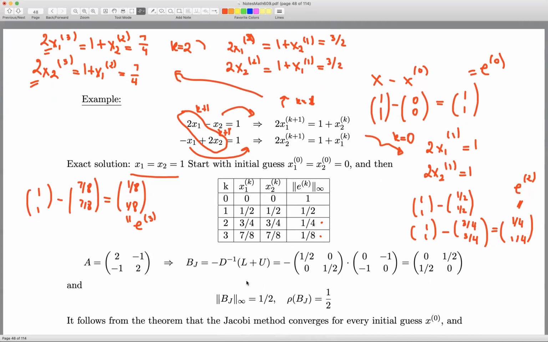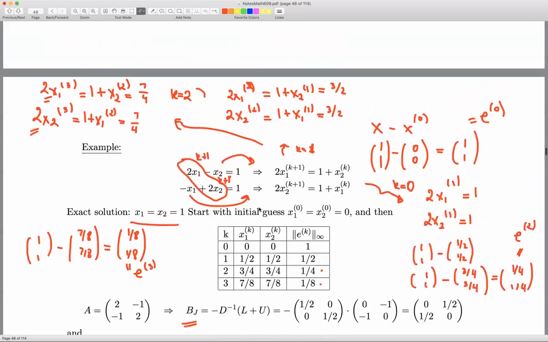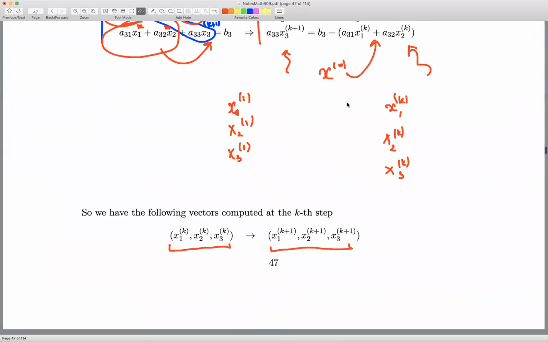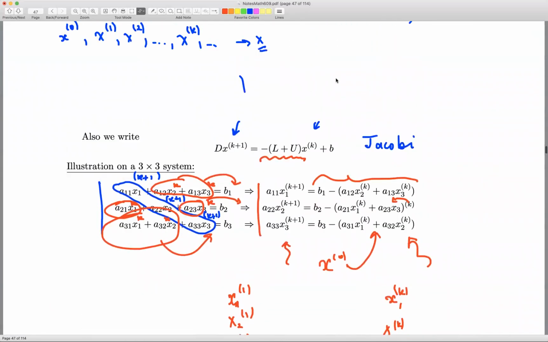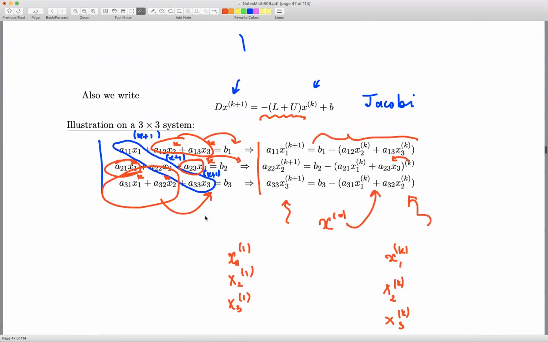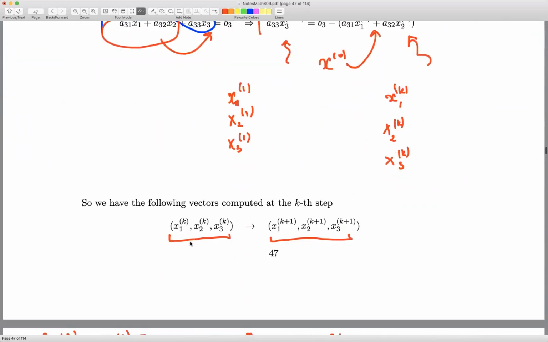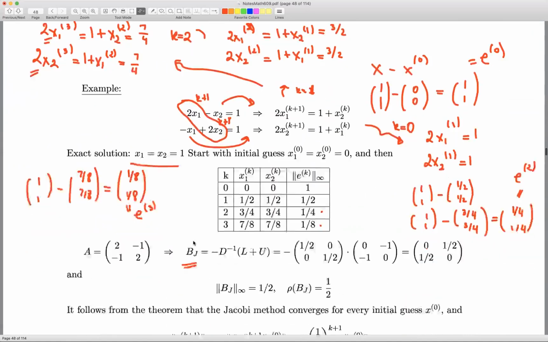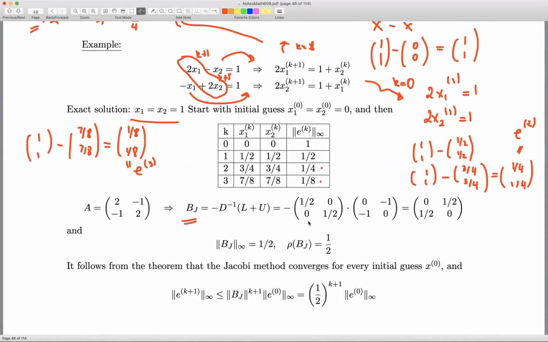So if we look at the construction of the Jacobi iteration matrix that corresponds to the matrix A, we look at the formula for Bj. Remember that the formula for Bj was minus D inverse times L plus U. So let's go back here and write down what Bj is in this particular case, minus.